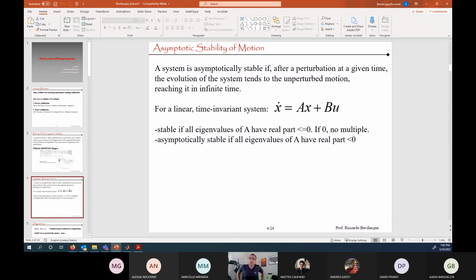Okay. If instead your eigenvalues have a real part that is strictly negative, so no zeros, then that means you actually have damping capability, and so your system will eventually tend to the unperturbed motion. These are things that I'm sure you know. What that means, having discussed this slide, is that what is coming next is based on linearized equations, because I'm going to use linear time invariant theory to study the stability of certain motions.